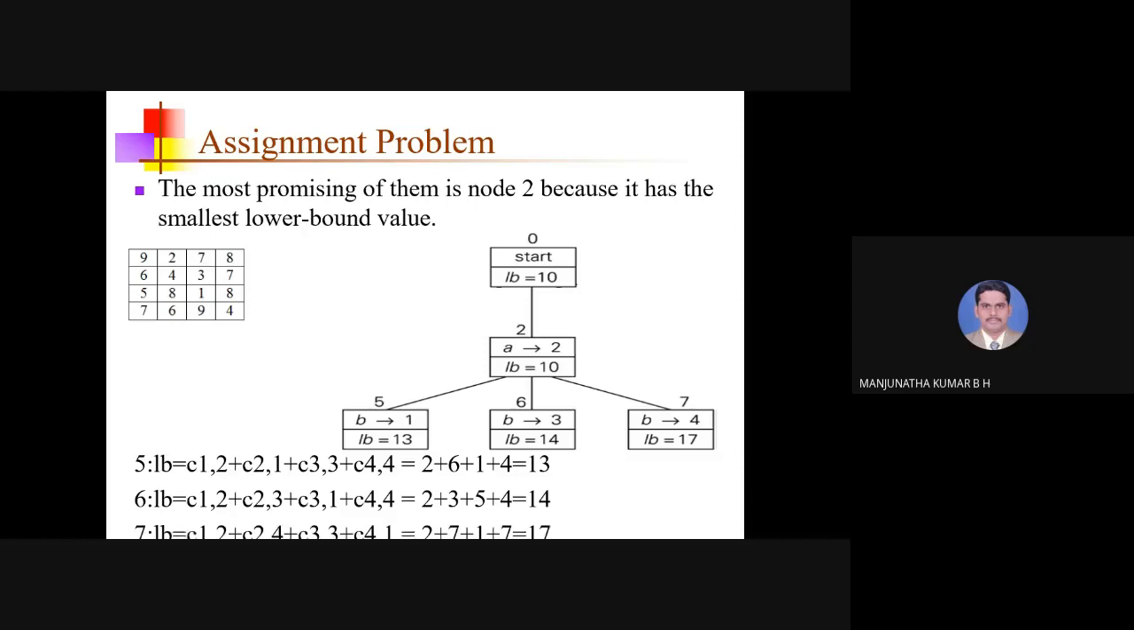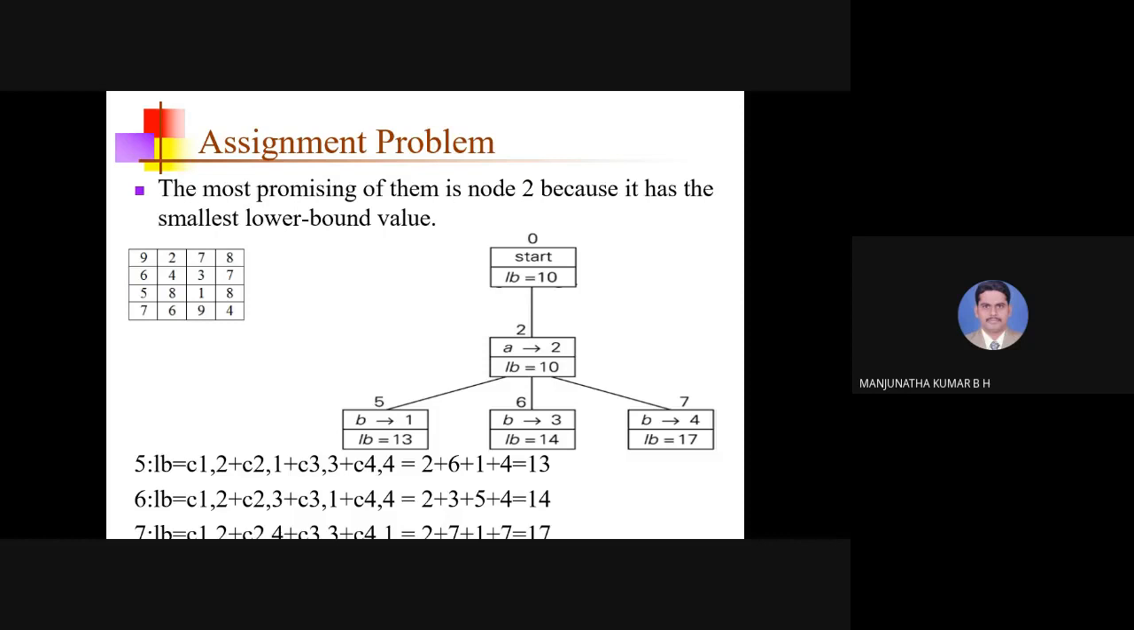Let me explain node 7 calculation. For node 7 lower bound value, how is it calculated? First term, it is fixed C of 1 comma 2. Second term, I am assigning person B. See the second row. Fourth job is assigned for person B. Its cost is 7. 2 plus 7. For the next 2 persons, choose the smallest number in the corresponding rows. So person C, smallest number is 1. Yes, 1 I can take, because third column is not given for any other persons. So 1 I can take plus.